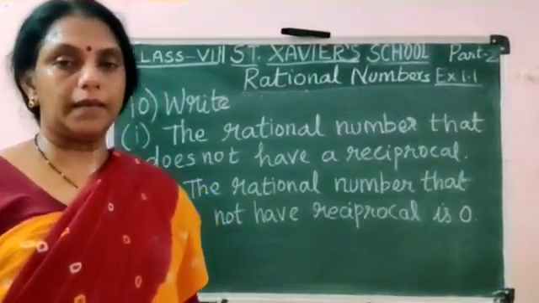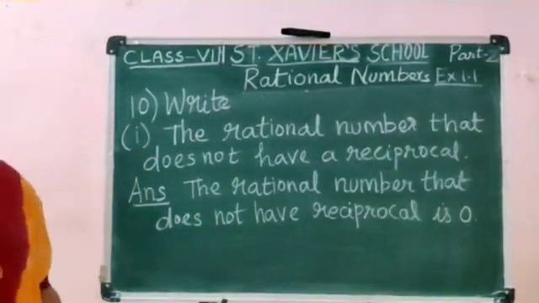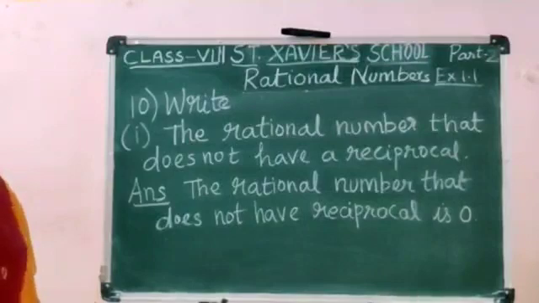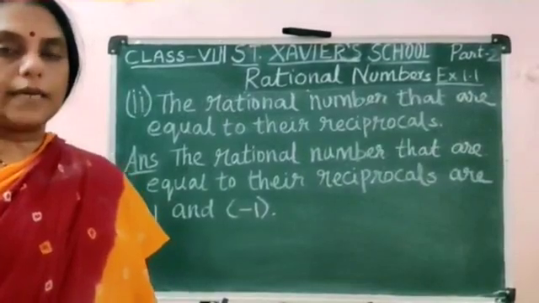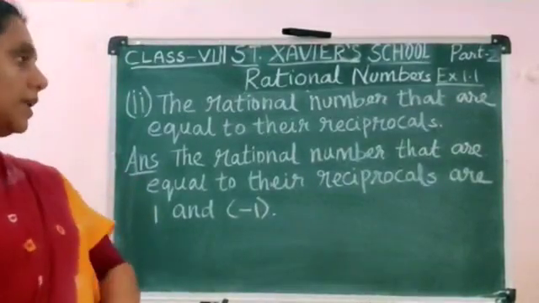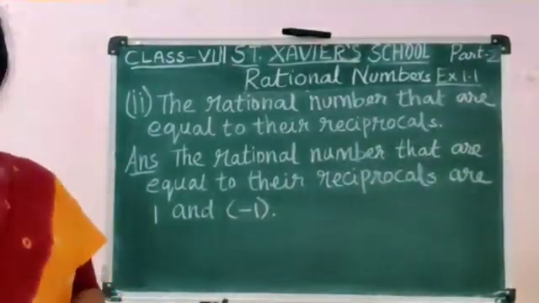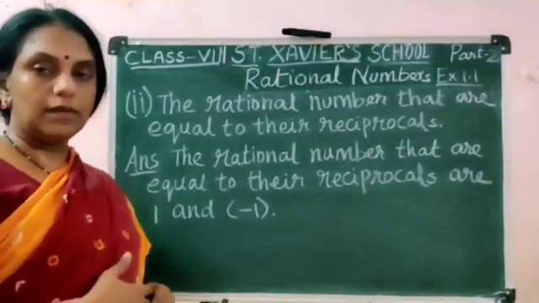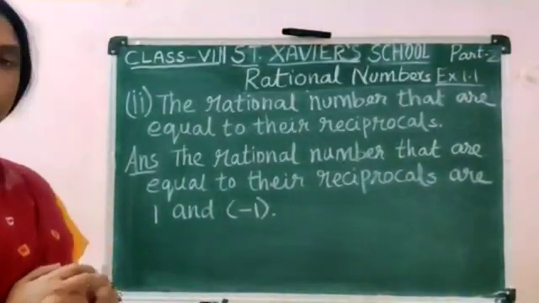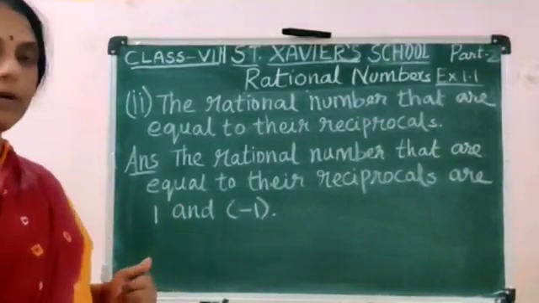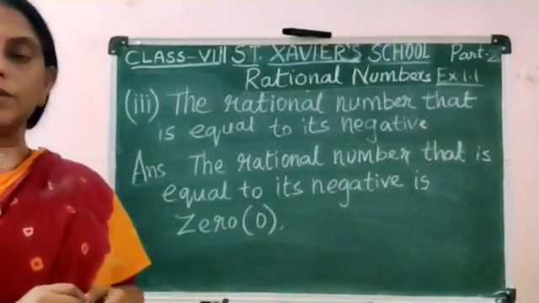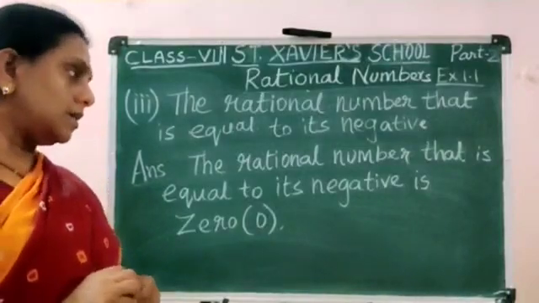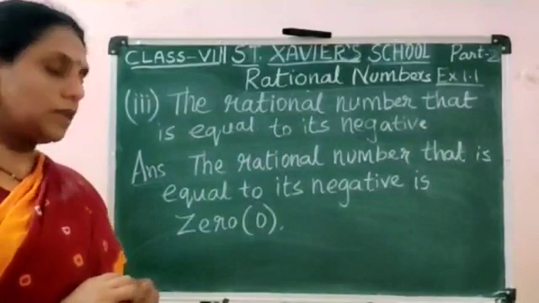Question number 10. Write the rational number that does not have a reciprocal. The answer is that the rational number that does not have a reciprocal is 0. Second one, the rational numbers that are equal to their reciprocals. The answer is that the rational numbers that are equal to their reciprocals are 1 and minus 1. Third one is the rational number that is equal to its negative. The answer is that the rational number that is equal to its negative is 0.